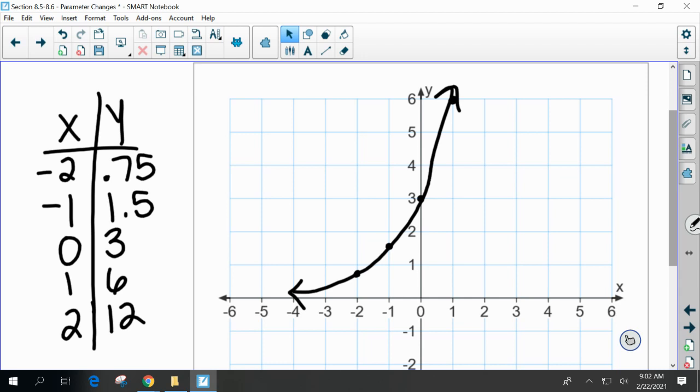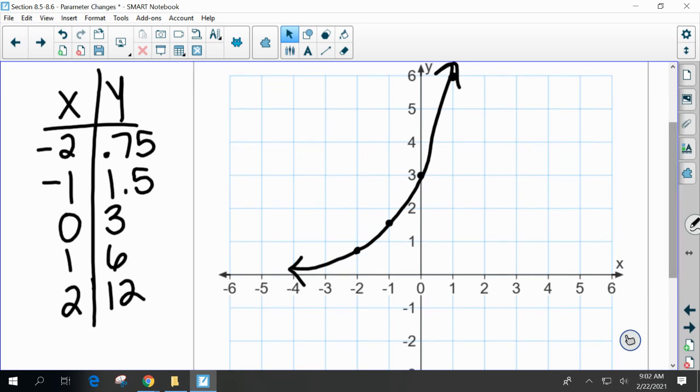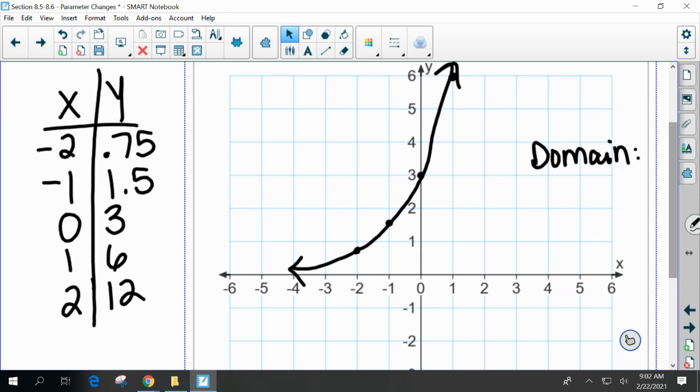Okay, so we're gonna add in the parameter change, and we're gonna add in domain and range. So refresh your memory a little bit. Does anybody remember what domain and range stand for? Like, what do they mean? Anybody remember? What is domain representing? X, and range represents Y.